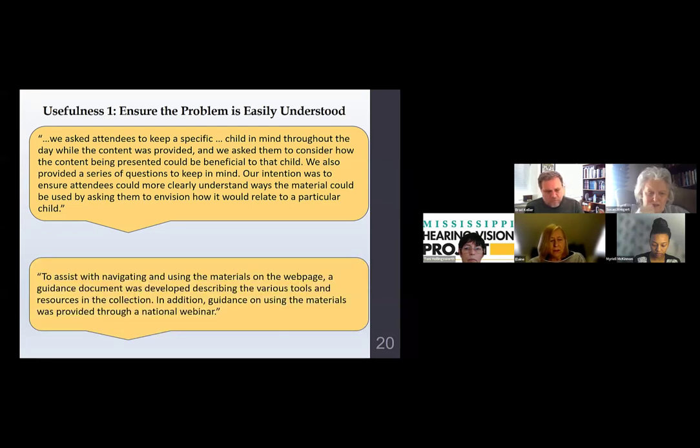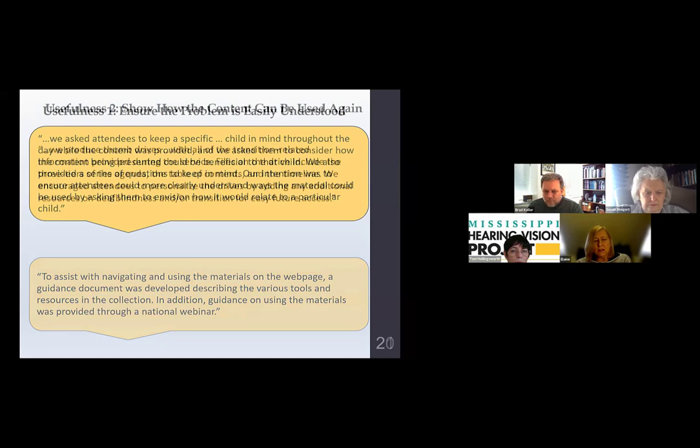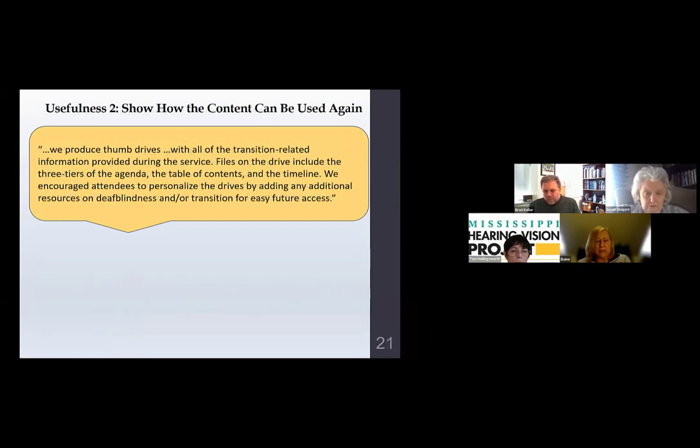Another grantee wrote, "To assist with navigating and using the materials on the web page, a guidance document was developed describing the various tools and resources in the collection. In addition, guidance on using the materials was provided through a national webinar." So the second usefulness dimension asks the grantee to show how the content can be used again.